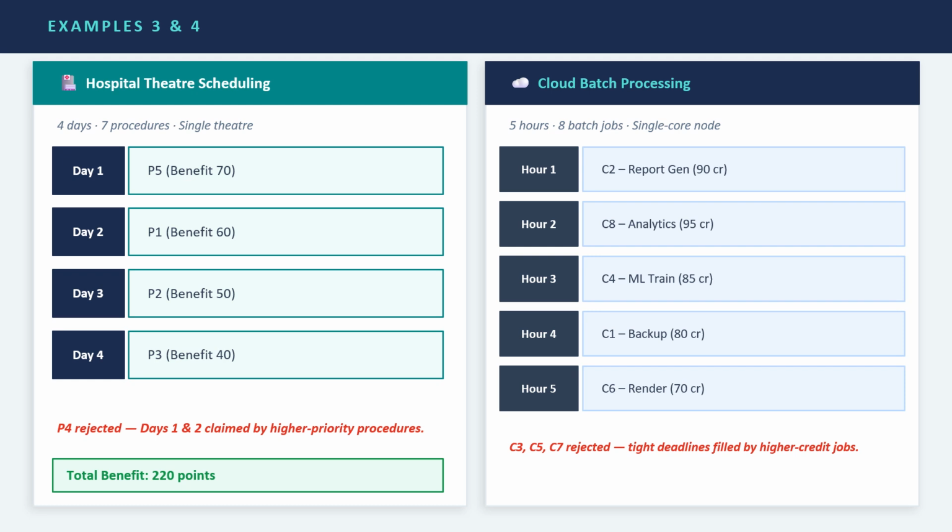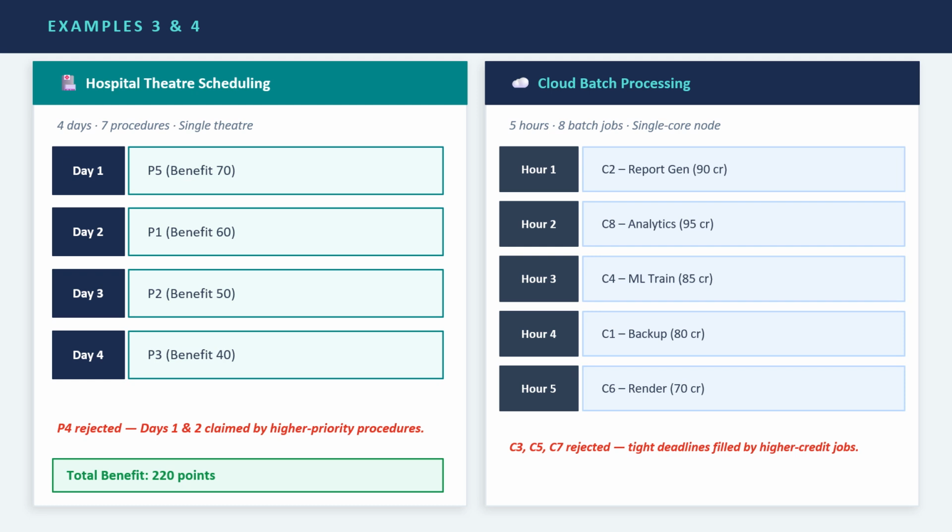On the right, cloud batch processing. 8 compute jobs compete for 5 hourly slots on a single core node. After sorting by compute credits, the algorithm fills all 5 slots efficiently. Notably, C2, the report generation job with the latest possible deadline of hour 5, ends up in slot 1 because slots 2 through 5 were all claimed first by higher credit jobs.